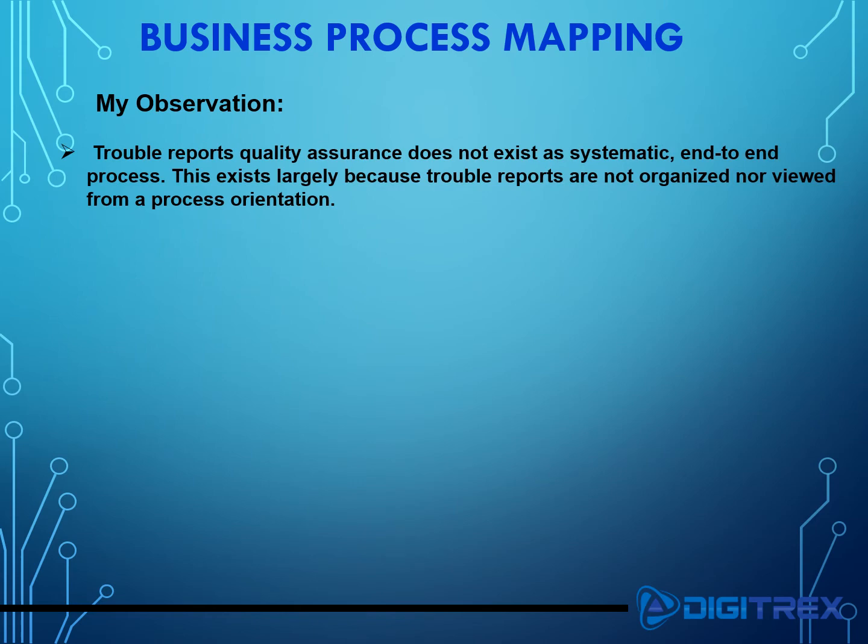We identified that trouble report quality assurance does not exist as a systematic end-to-end process. This exists largely because trouble reports are not organized nor viewed from a process orientation. There was limited statistical application. What I mean by that: when you have a bunch of trouble reports, you need to analyze and see if there are common elements among these issues. Maybe there's a root cause that we need to identify and fix immediately.